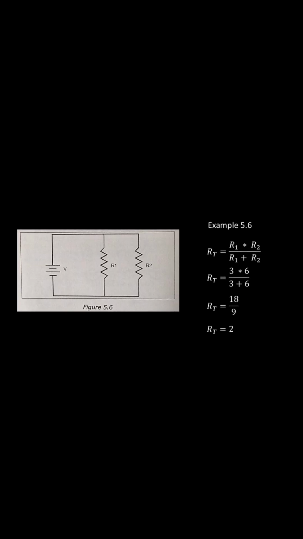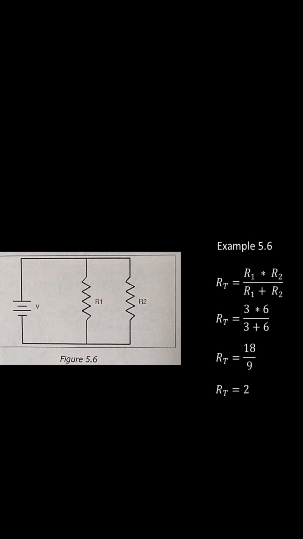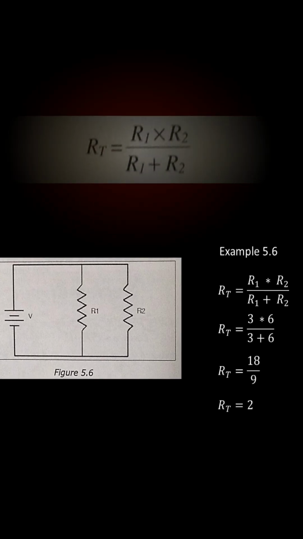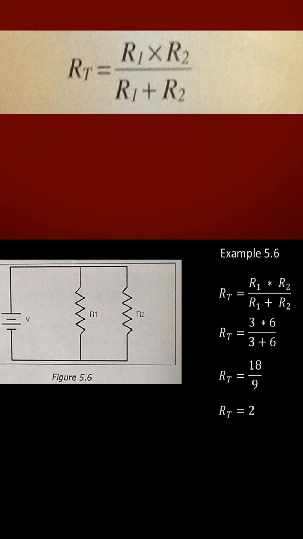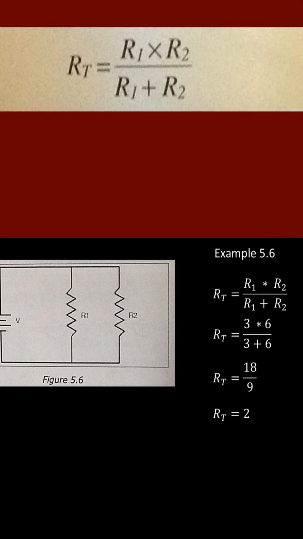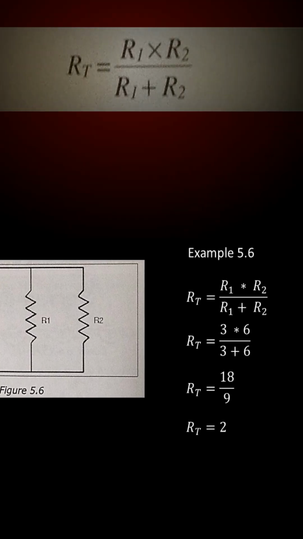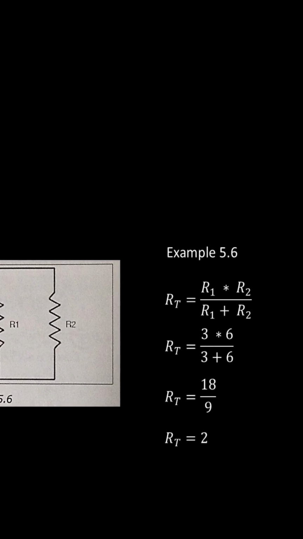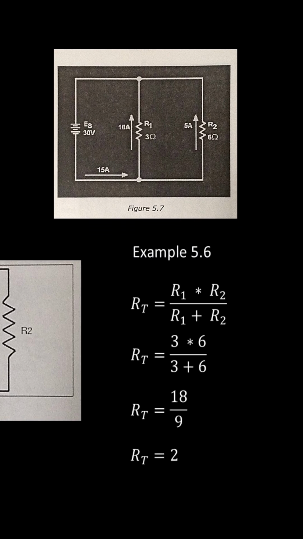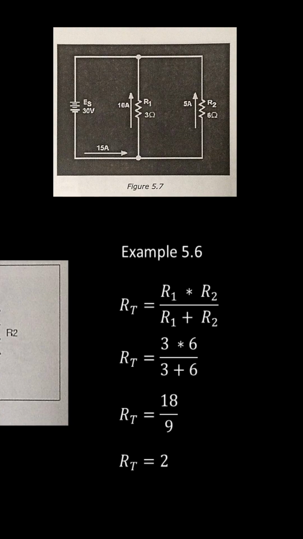The product over the sum method can be used when there are 2 resistors connected in parallel with different values. The formula is RT equals R1 times R2 divided by R1 plus R2. So if we change the values in figure 5.7 to R1 equals 3 and R2 equals 6, then RT equals 3 times 6 divided by 3 plus 6, which is RT equals 18 over 9, or 18 divided by 9, which is RT equals 2.